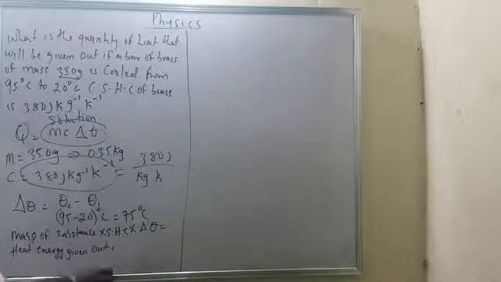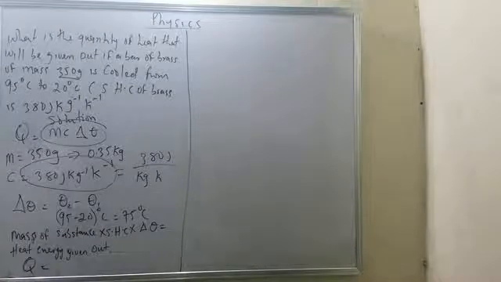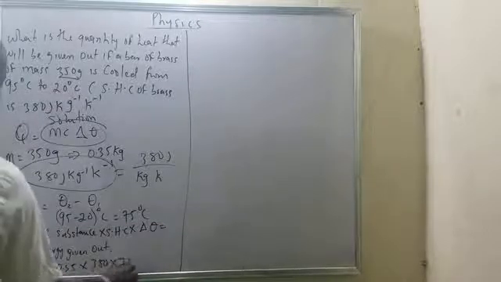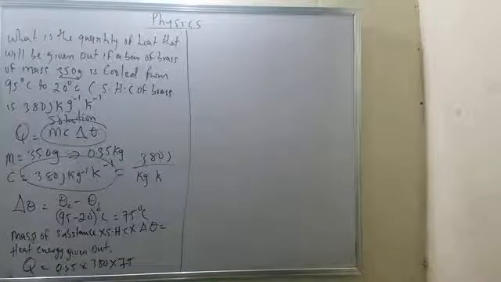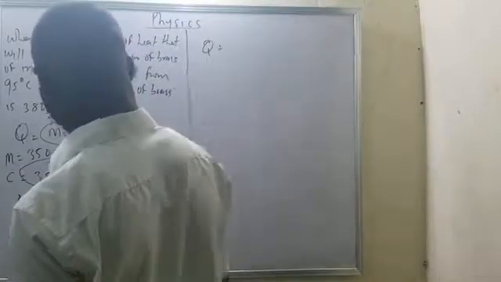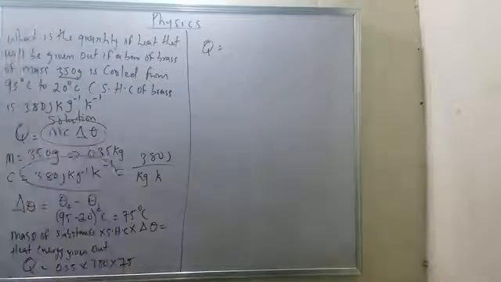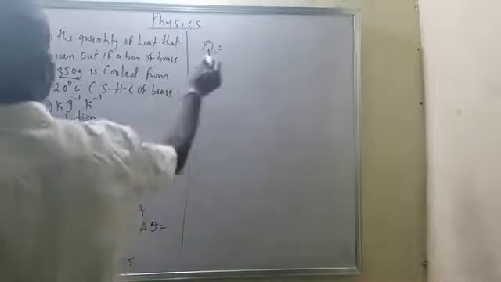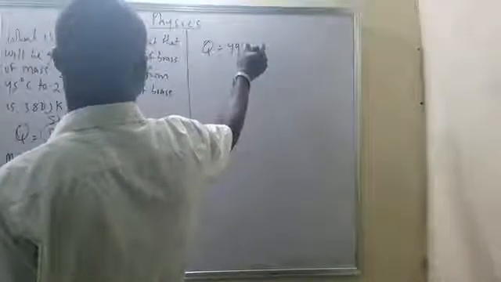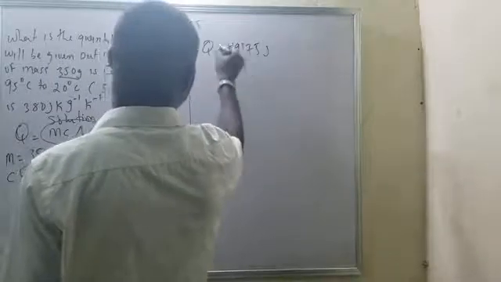Now, I think I've done that earlier. I will have my Q equals to, what is my mass? It is 0.35 multiplied by 380 multiplied by 75. Since I have that, I can now say that my quantity, when I multiply everything, I'll be having 9,975 joule. That is my final answer.